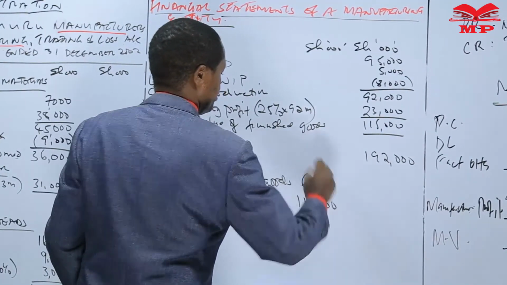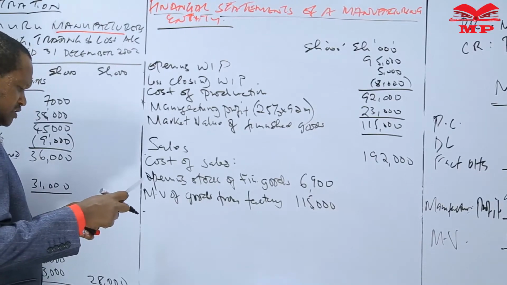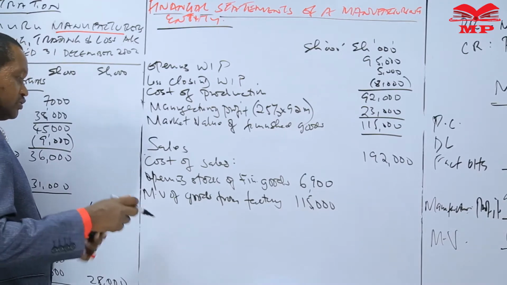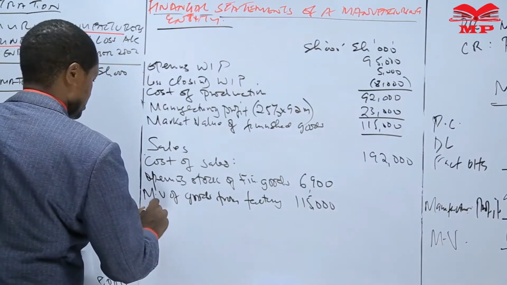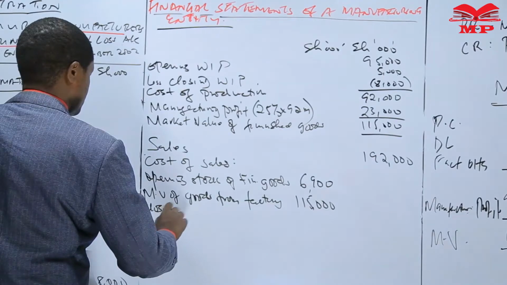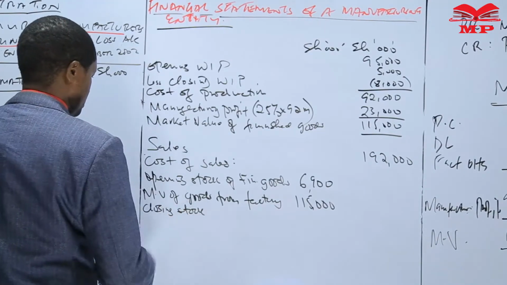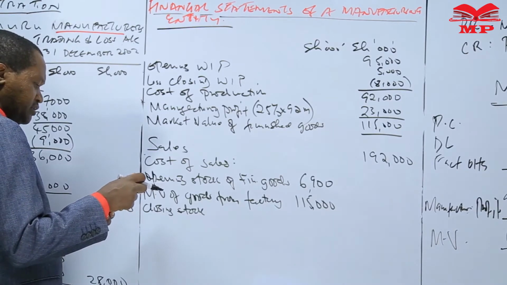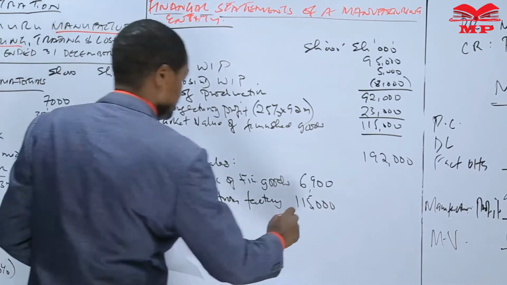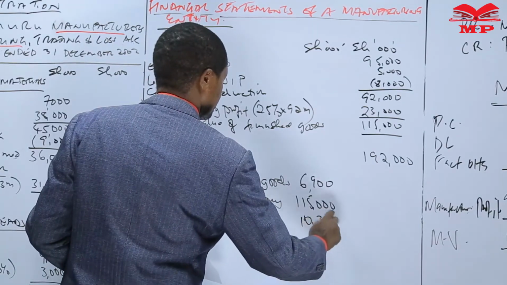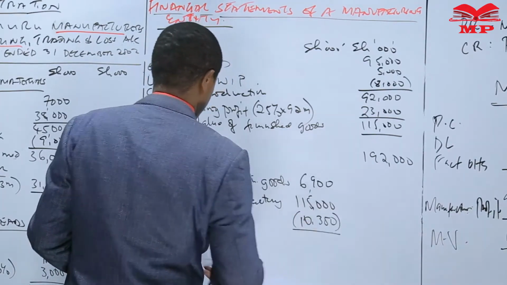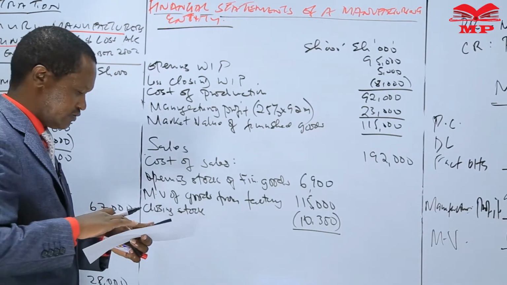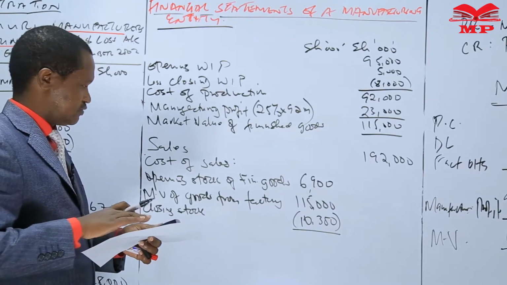115 million. Then do you have the closing stock? Yes, the closing stock of 10 million 350. We deduct. That will give us the cost of sales.